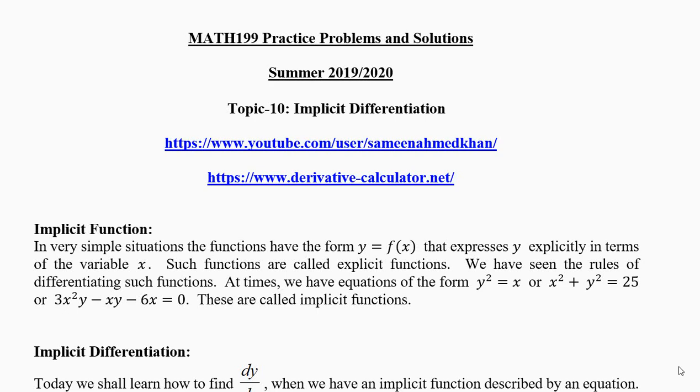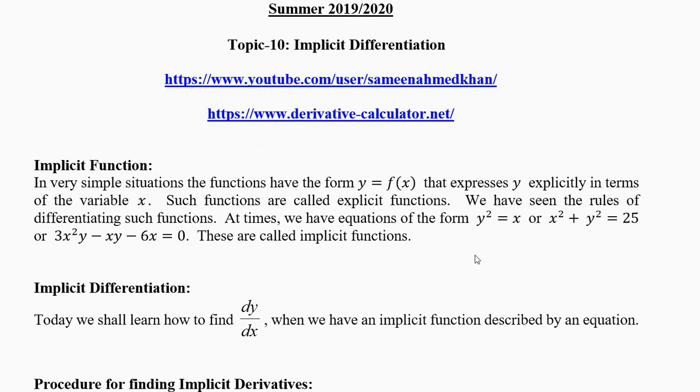Now, ordinary functions, which we have seen in the last 9 topics, were y equal to f of x. On the left hand, you had y and only y power 1. And on the right hand, we had different combinations of x, different kinds of function, like exponential functions, logarithmic functions, the power function, square root, and many things.